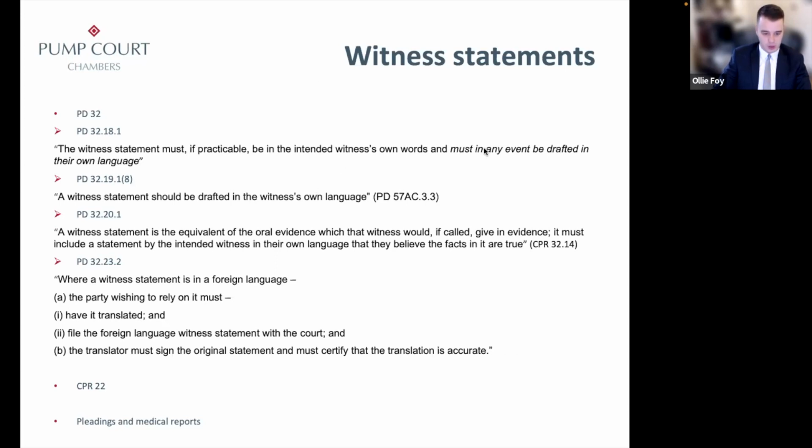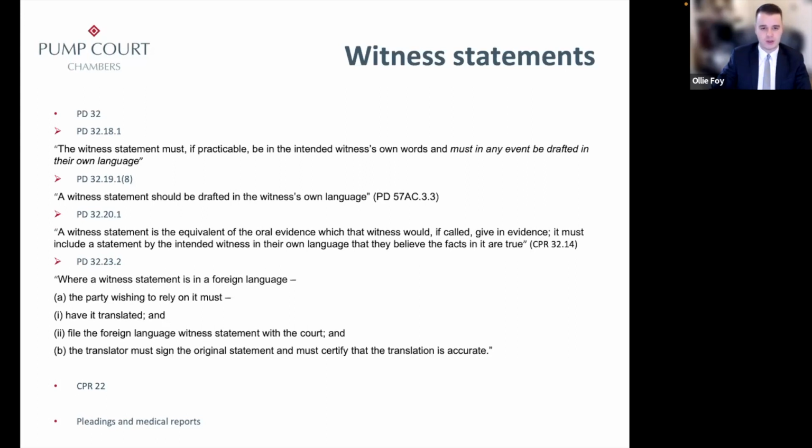Practice Direction 32, paragraph 20.1, which I put on the slide there. A witness statement is the equivalent of the oral evidence which that witness would, if called, give in evidence. It must include a statement by the intended witness in their own language that they believe the facts in it are true. If a client has signed a statement of truth without understanding the words in the witness statement, that is arguably a defective statement of truth, which brings Part 22 into play, and it's likely to be argued that the witness statement has not been verified and should not be admissible.